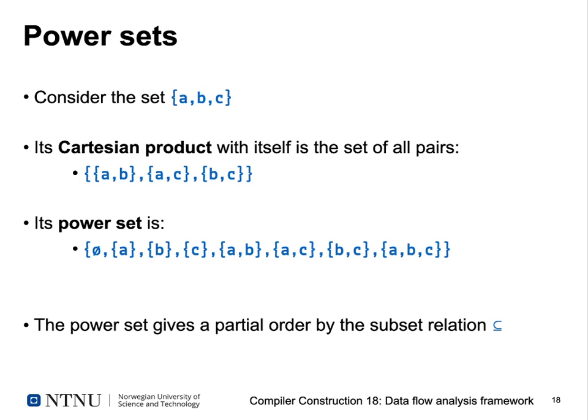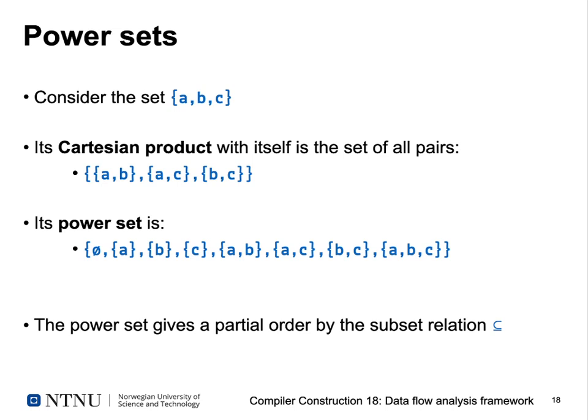So we can also define power sets. Let's just consider a set consisting of the elements a, b, and c. We can now define the Cartesian product of this set with itself, so it's just a set of all pairs. So it's AB, AC, and BC. So just combining one element of the set with all the others. And since these are sets, we don't care about the order, so BA would be the same as AB, so we only count it once here.